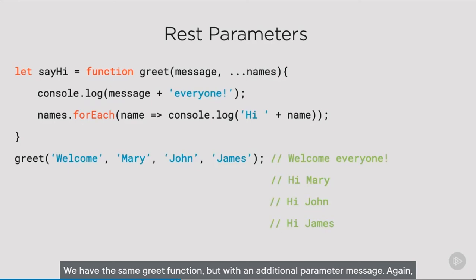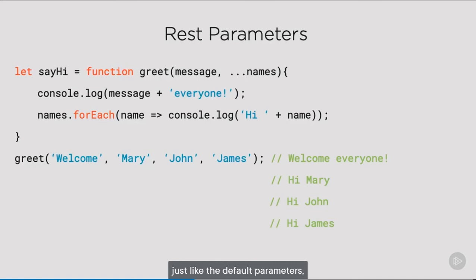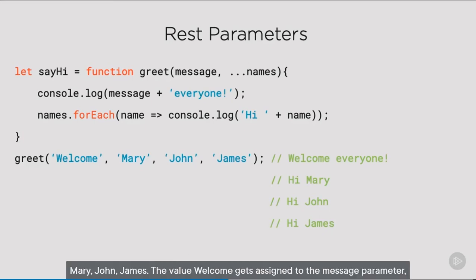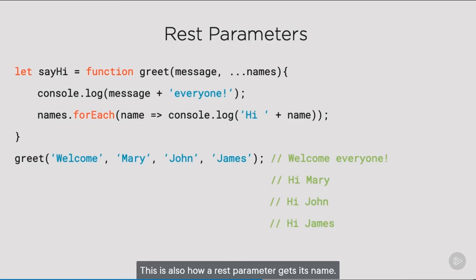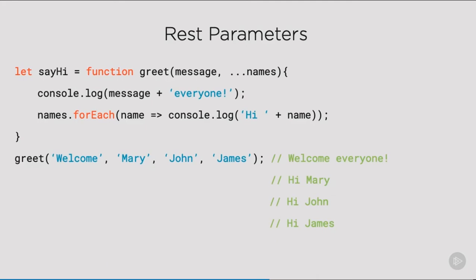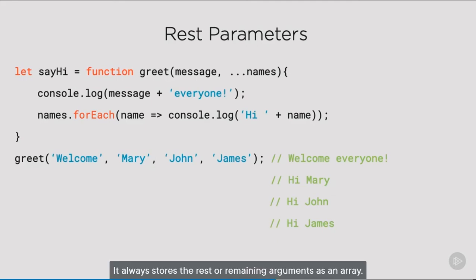We have the same greet function but with an additional parameter message. Again, just like the default parameters, REST parameters should appear after any regular parameters in your function definition. We call the greet function with four arguments, welcome, Mary, John, James. The value welcome gets assigned to the message parameter while the rest of the arguments get stored as an array in the names parameter. This is also how a REST parameter gets its name. It always stores the rest or remaining arguments as an array.